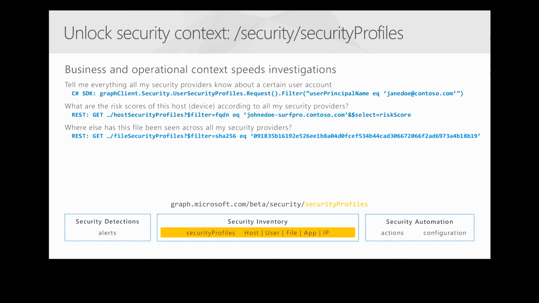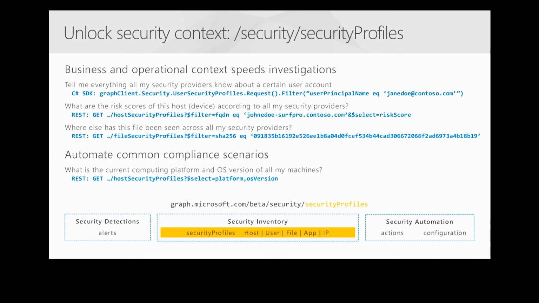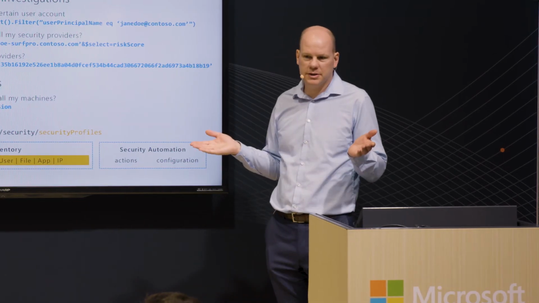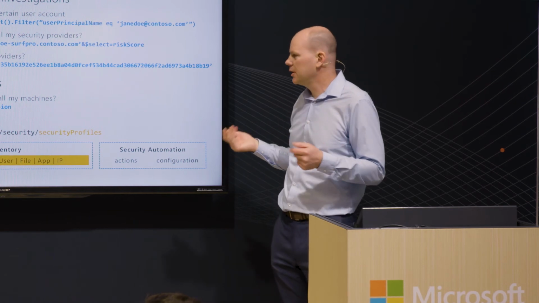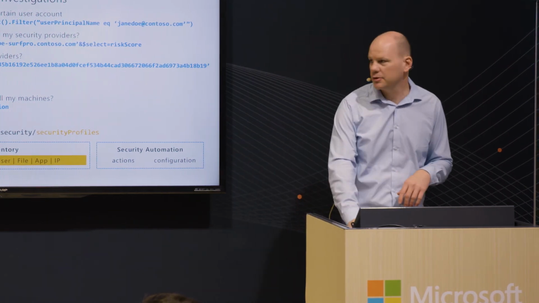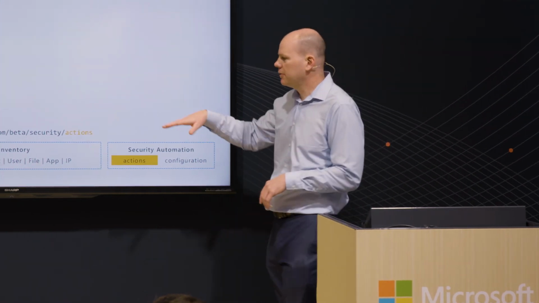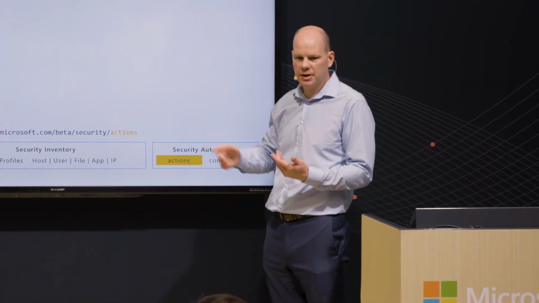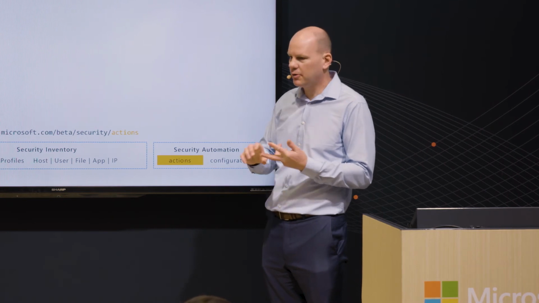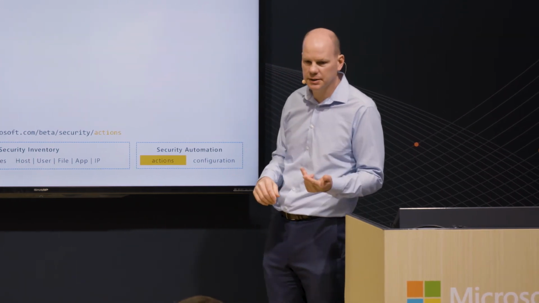Again, if you've got a file hash, you want to know who's seen this file in my entire organization, simply make a call like this. Very easy to get a response. Common compliance scenarios: if you want to know what operating system you're running in your entire environment, very easy to do. Simple call to the API. Keep in mind security inventory: every entity that is represented by a host security profile, file security profile, has its own ID.